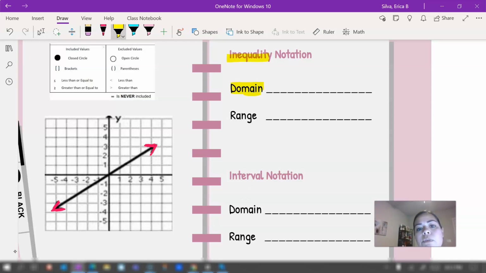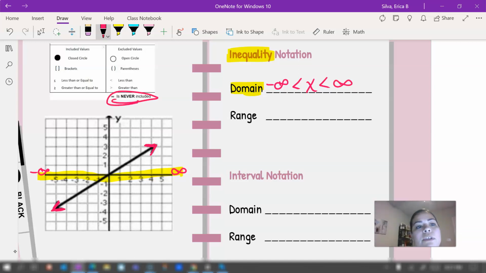So for our domain, we're going to first write it in inequality notation. We're looking at our x-axis, and because there are arrows, it's going to negative infinity on the left side, and on the right side, it's going to positive infinity. Because we're looking at our domain, which is our x, we're going to first start off with our inequality symbols going the same direction. The lowest is negative infinity, and then my highest value will be positive infinity because of those arrows. Because we never include infinity, there's no need for us to put an equal sign under those inequality signs.